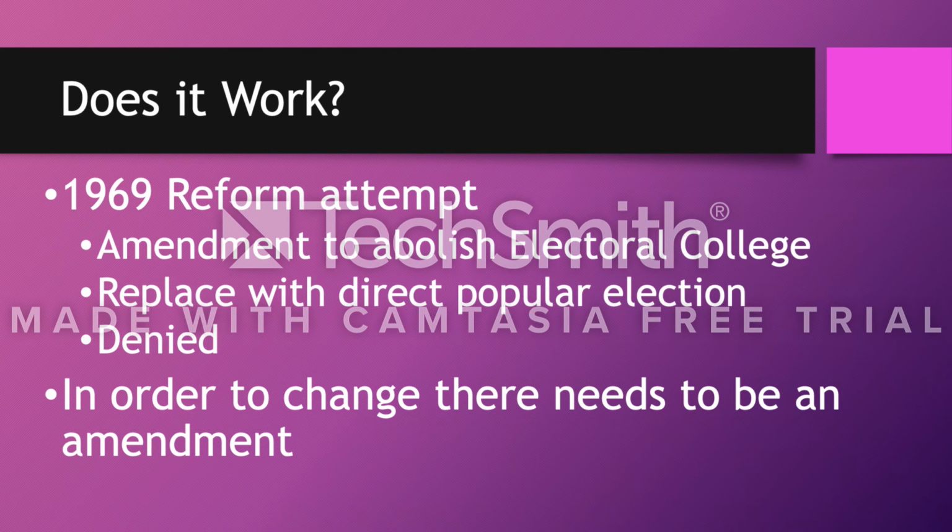Does the Electoral College work? After interviewing Deanne Scove, I learned a lot of interesting things about the history of the Electoral College, how it works, and if there is a chance for a change or a reform. There was a reform attempt in 1969. It was called the 1969 Reform Attempt. There was an amendment to abolish the Electoral College and replace it with a direct popular vote, but this amendment was not passed.